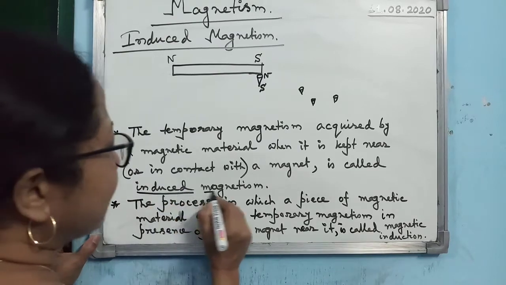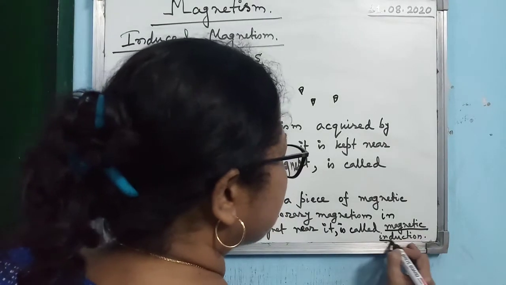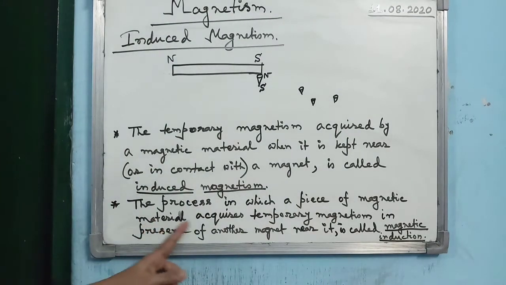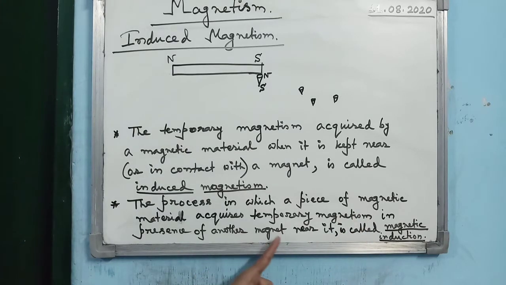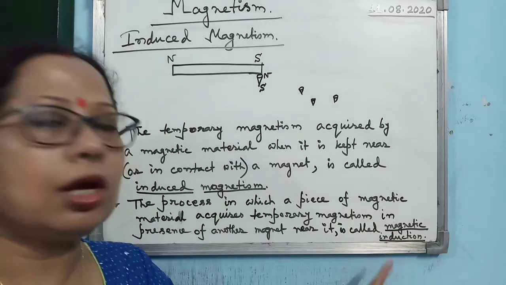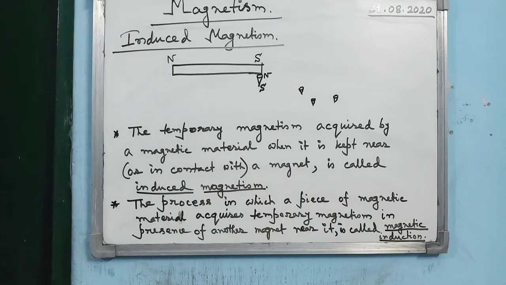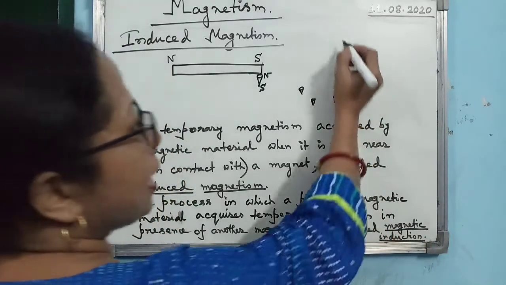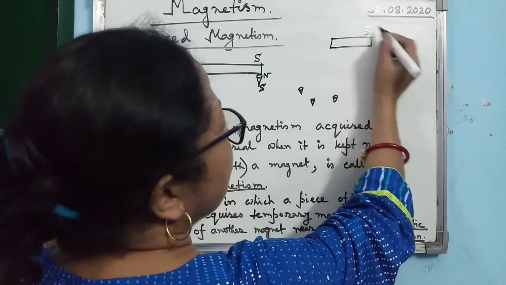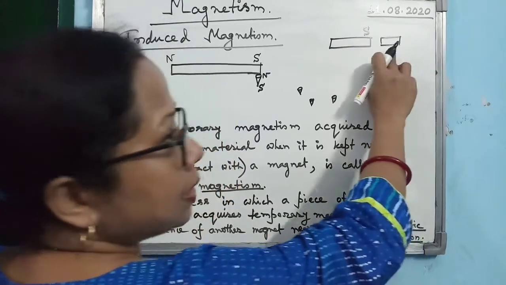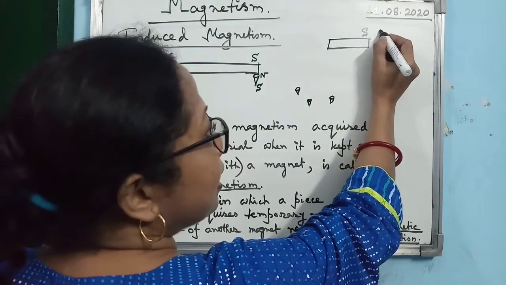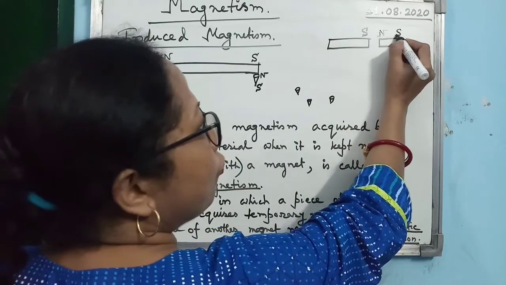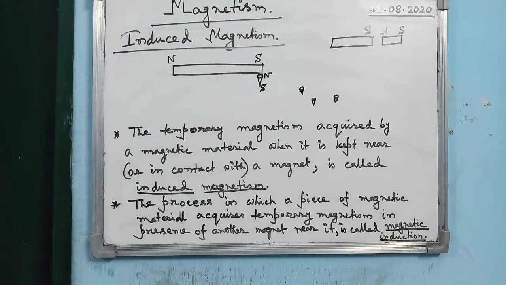So what is magnetic induction? The process by which a piece of magnetic material acquires temporary magnetism in the presence of another magnet near it is called magnetic induction. So remember, this is the most important point regarding magnetic induction. It means when you are bringing a magnetic material, not a magnet, then remember this fact: at the near end, the opposite pole and at the far end, the same kind of pole will be induced.